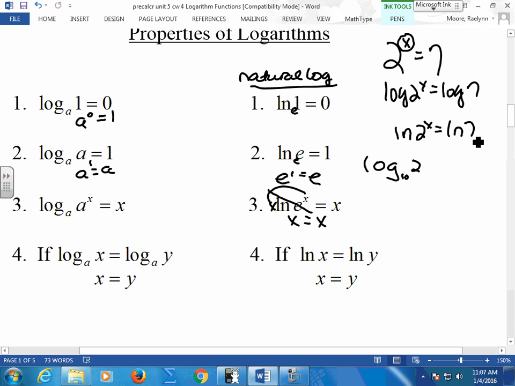Now, when we get to the rules, we can bring this down, and then divide both sides by log of 2, and find out what our exponent was supposed to be. So that's one of our big reasons for using logs, because I have no way to find that out otherwise. And we don't do guess and check.